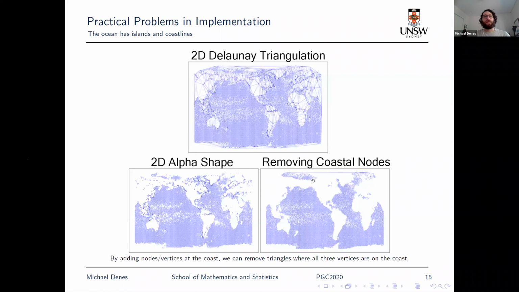So the idea that we came up with is seeding a number of static particles along the coastlines of each continent. We can then remove any triangle that's connected by 3 coastline nodes, and those triangles are removed and you're left with only triangles that connect ocean particles. And so anything that goes over land is removed.